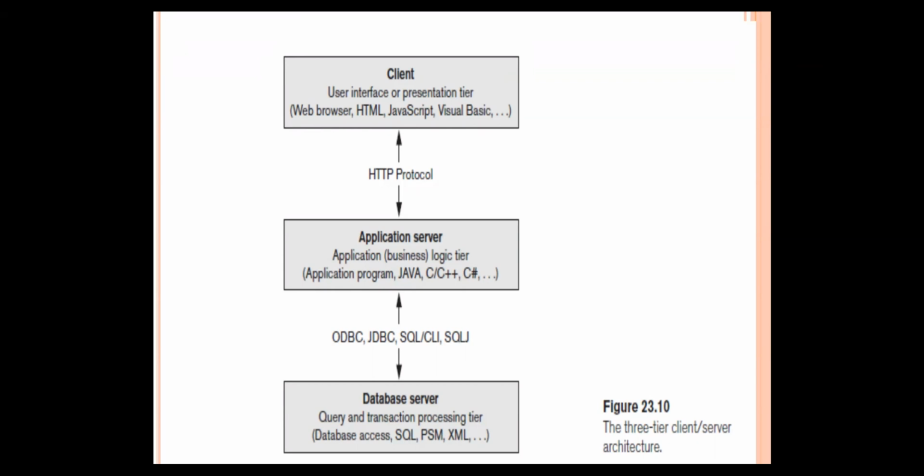In the database server, we'll usually have the server updated through the query and transaction processing tier. Here we will use query processing languages like database access, SQL, PSM or XML, DB2 or Oracle commands. Or we may use MongoDB or Neo4j or OQL commands. So these are the three layers of processing happening in client server architecture. Client server architecture itself is a distributed database architecture.